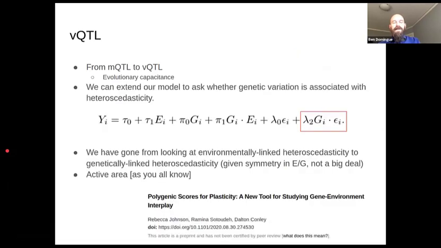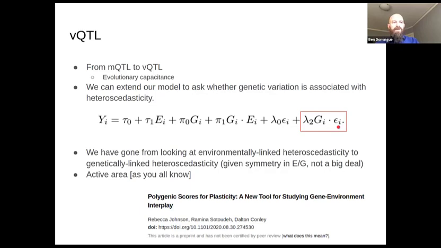And the punchline is basically that we can extend our model in a very straightforward way to ask about genetic variation that's associated with heteroscedasticity in the outcome. In particular, we just replace what we used to have here, which was a term that involved a product of the environment in the error, with now a term that is the product of the genotype in the error, right? And this is going to be a very straightforward switch, because in the equation, E and G are effectively symmetric, and so all the math works the same if I replace lambda times E_i with lambda times G_i.